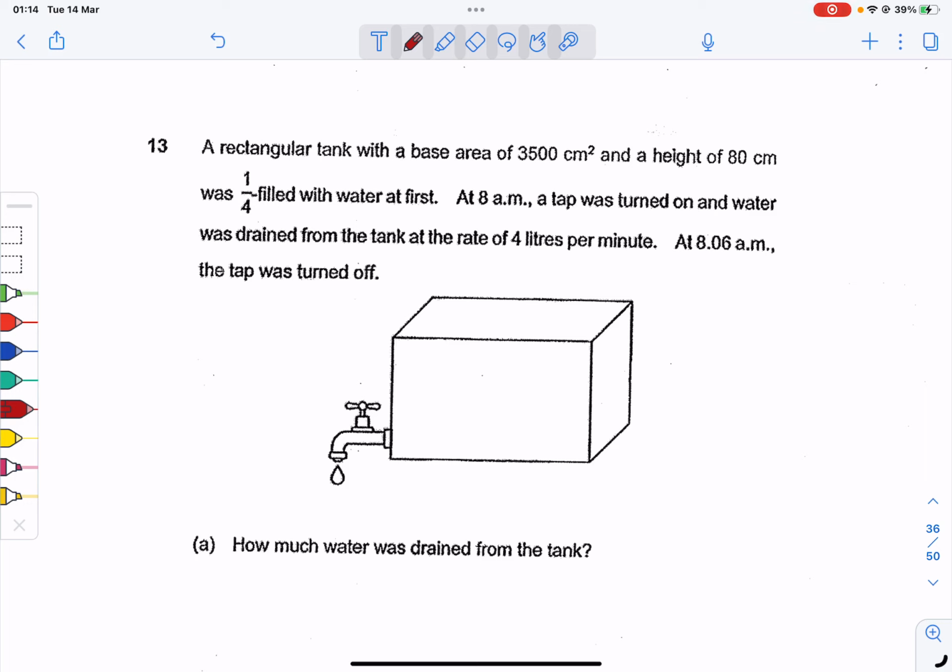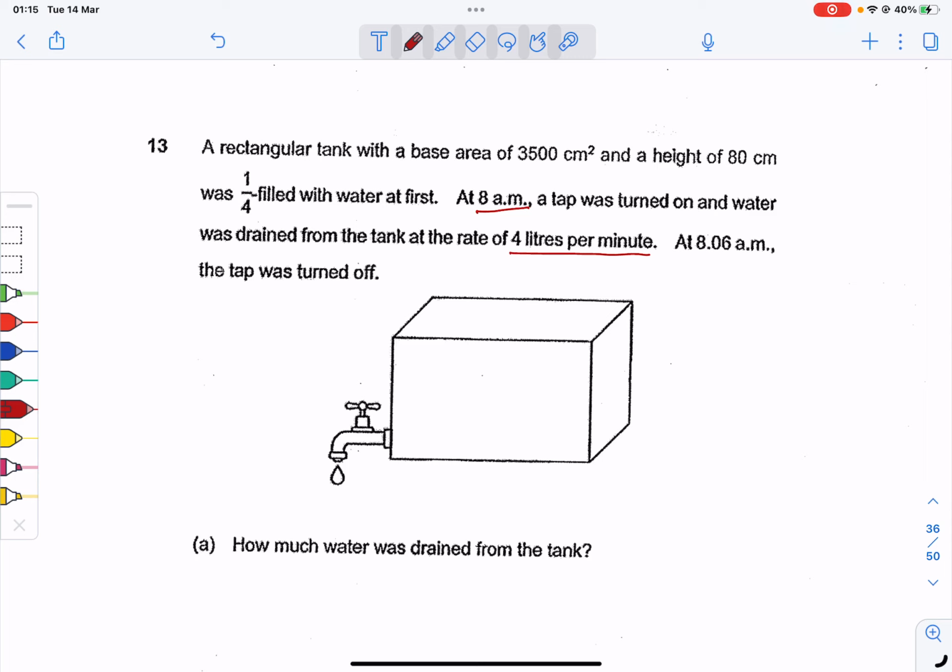Question 13. A rectangular tank with a base area of 3,500 cm² and a height of 80 cm was 1/4 filled with water at first. At 8 a.m., a tap was turned on and water was drained off from the tank at a rate of 4 liters per minute. At 8:06 a.m., the tap was then turned off. How much water was drained off from the tank?